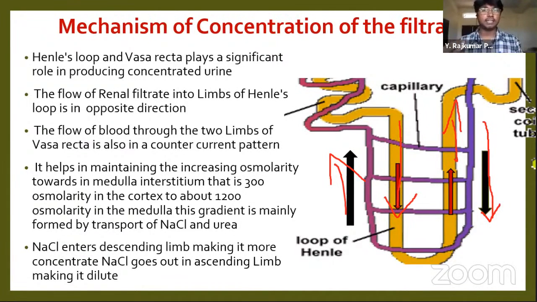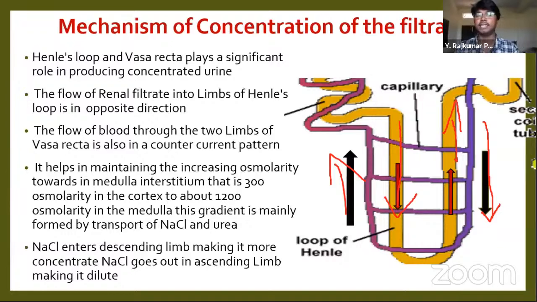So in this you can see the concentration variation also. Here in the fourth point you can see it helps in maintaining the increasing osmolarity in the medullary interstitium, that is 300 osmolarity in the cortex to about 1200 osmolarity in the medulla, which is mainly due to the transport of NaCl and urea.